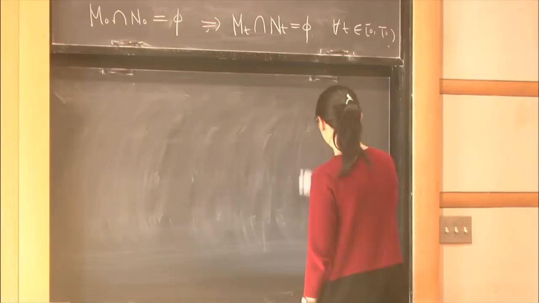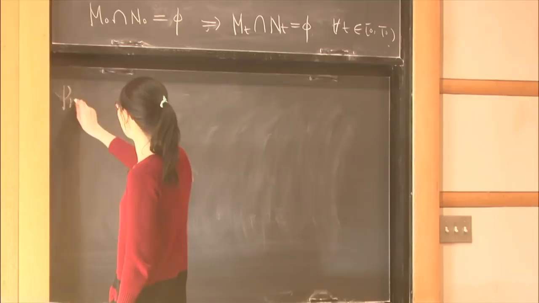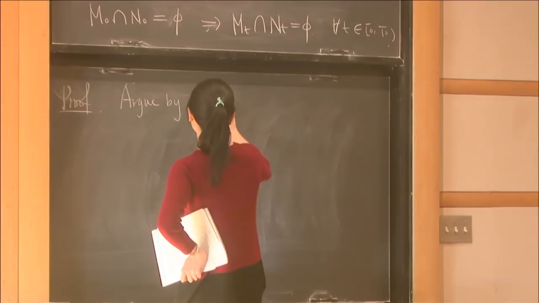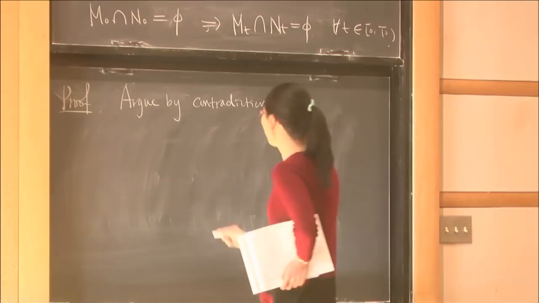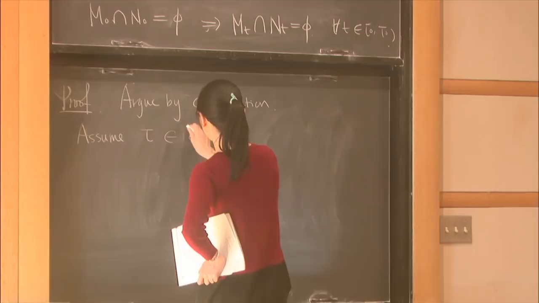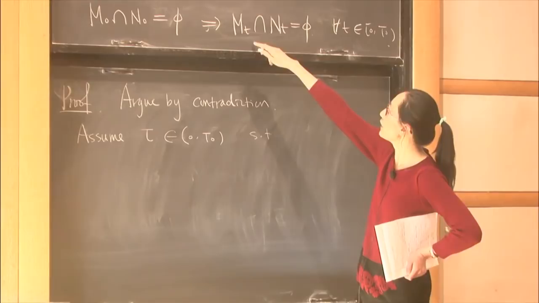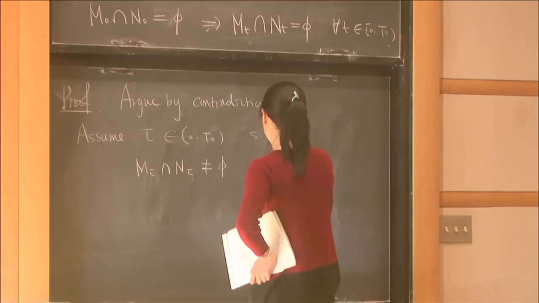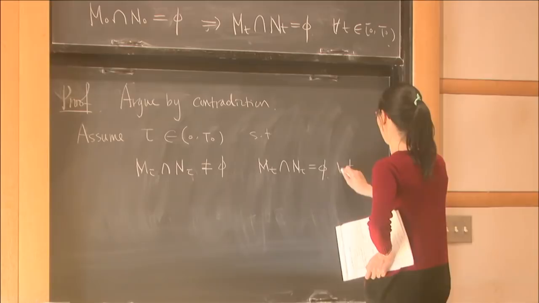So the proof of this avoidance principle is fairly easy. One can prove it by contradiction. So argue by contradiction. Assume tau is the first time that M and N intersect. This means that M_tau intersect N_tau is not empty. But for any time less than tau, they are disjoint.